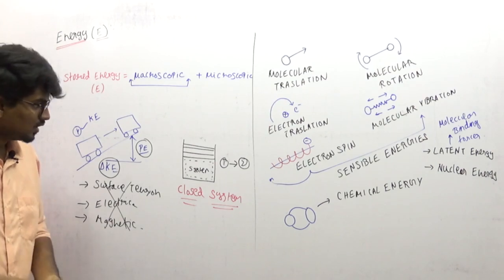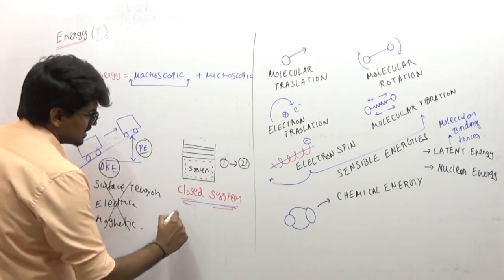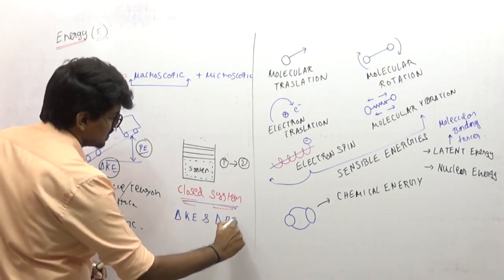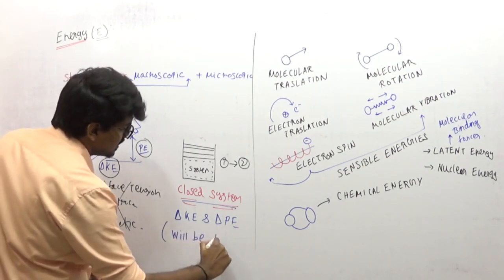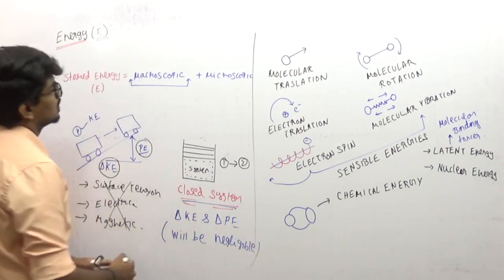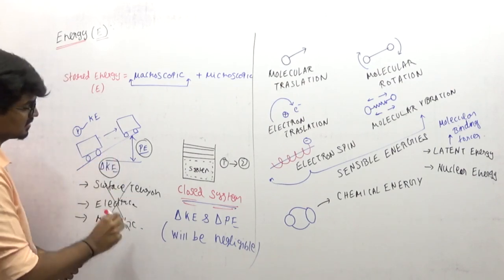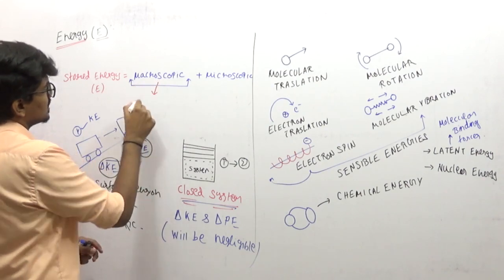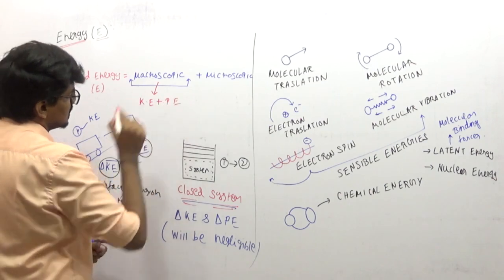Okay, so for a closed system, the change in kinetic energy and change in potential energy will be completely negligible. Now, what are the energies which we got? We have some other forms of energy, but in thermodynamics they are not very significant. So in macroscopic energy, we got kinetic energy and potential energy.